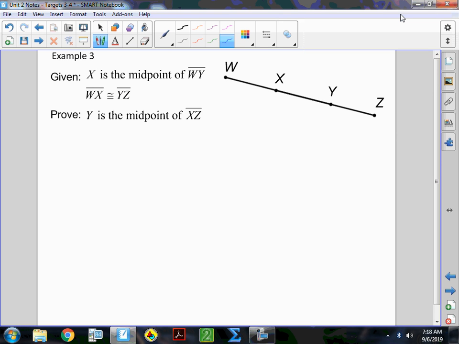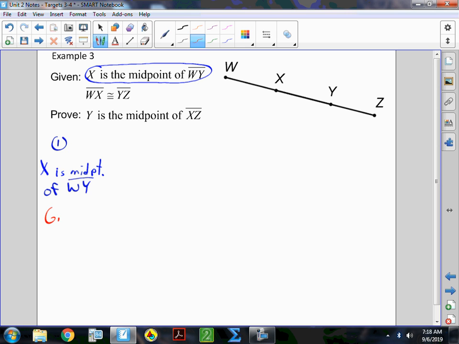Okay, this is our final proof example. So given X is a midpoint of WY, and given WX is congruent to YZ. So I'm going to start with this one. X is the midpoint of WY. X is the midpoint of segment WY.